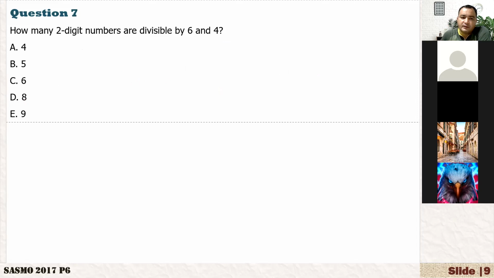Next question. Nazlı, read the question. How many two-digit numbers are divisible by 6 and 4? Nazlı, what do you think? How do you solve this question? Tell me. We have to count the two-digit numbers, and we have to find and count which ones are divisible by 6 and 4. Nazlı, can you tell me what numbers are divisible by 6 and 4?